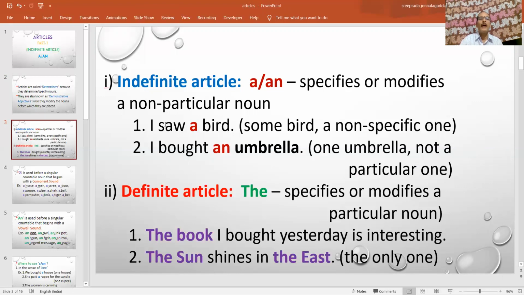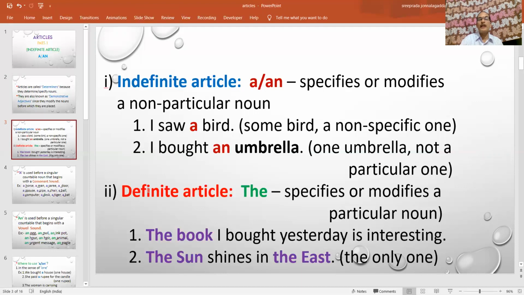For example, I saw a bird. Bird means I am not referring to a particular bird here. A bird means some bird, not a specific one. And second one, I bought an umbrella. An umbrella, not a specific one, or one umbrella, not many. Single. An umbrella means one umbrella. A bird means some bird, not a specific one, not a particular one.